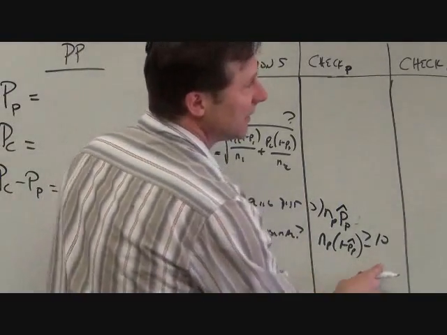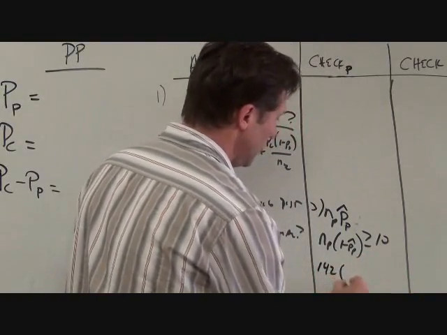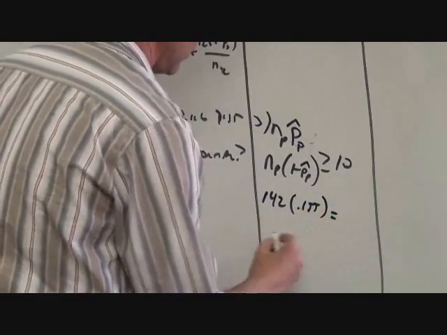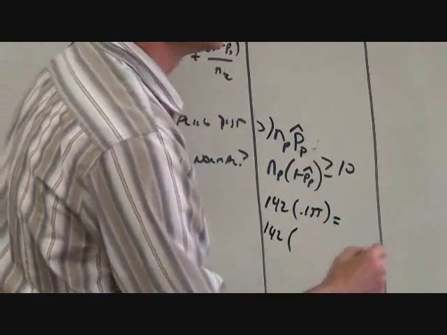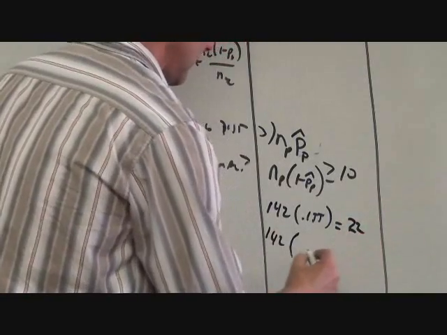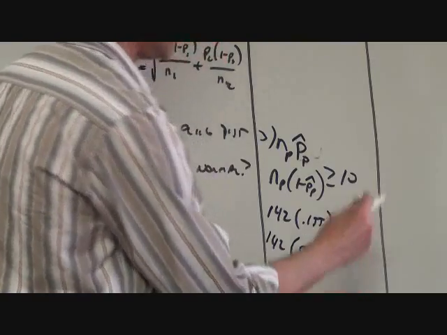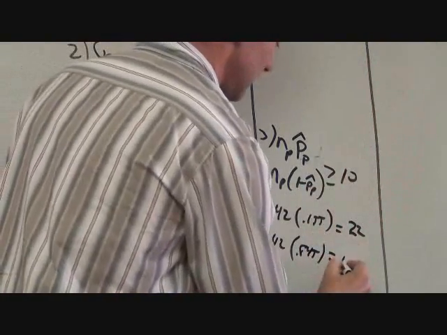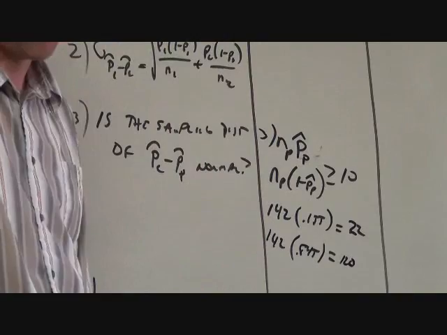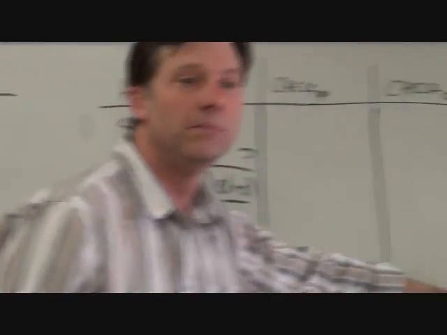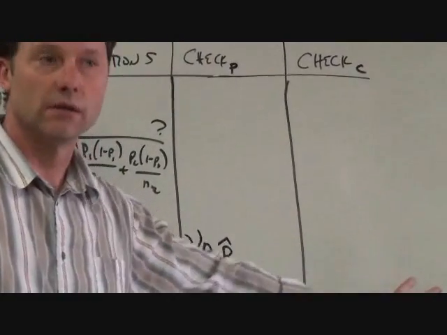So on this side, what is that? 142 times 0.155, whatever that equals. Actually, I know what that equals, 22. And then 142 times 0.845, I know what that is too, 142 minus 22 is 120. That checks out and we're fine. So you have to do that over here as well. This would be n sub c p hat sub c.